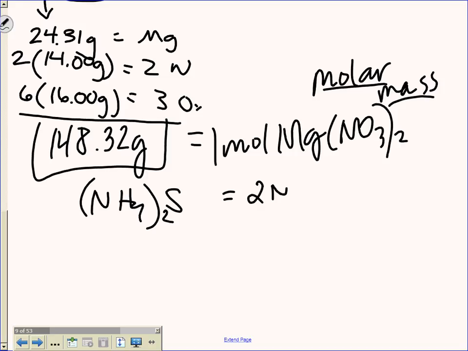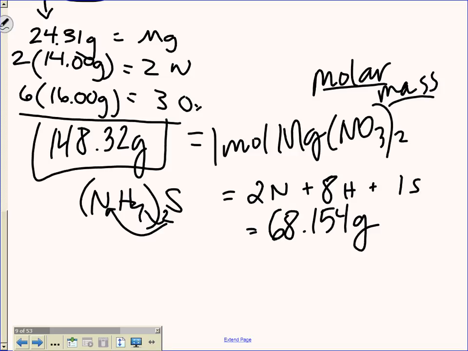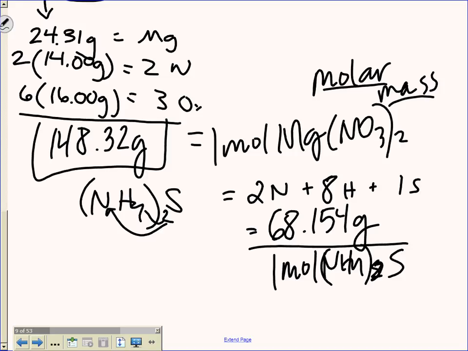So there's 2 nitrogens plus how many hydrogens? 8, because the 2 distributes into the 4, so that's 8 hydrogens. And how many sulfurs? Just 1. Okay, so what's our total? 68.154 grams per 1 mole of ammonium sulfide. So you're starting to see where these things are now written as equivalencies. All right, so molar mass isn't too bad.